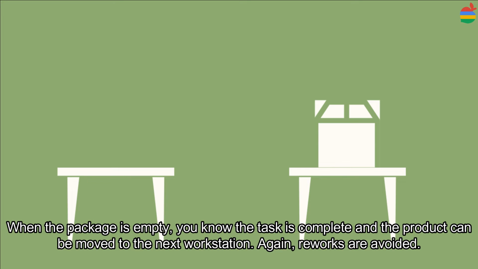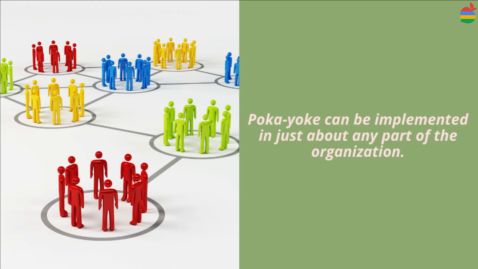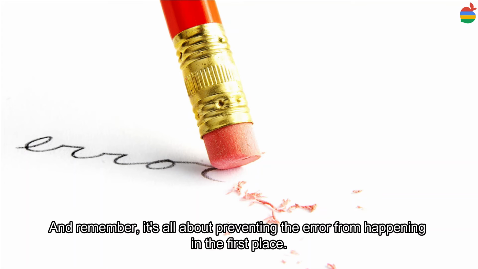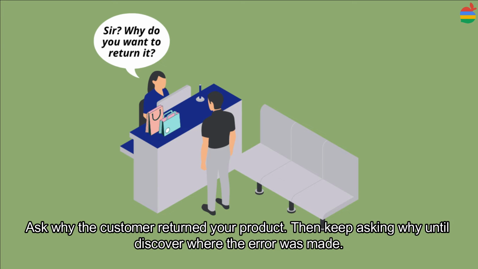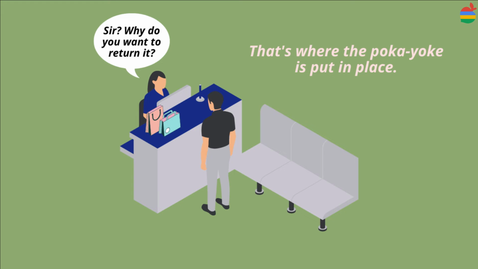Again, rework is avoided. Poka-Yoke can be implemented in just about any part of the organization. And remember, this is all about preventing the errors from happening in the first place. If you want to implement Poka-Yoke where you work, a good place to start is with a specific customer's returns. Ask why the customers return your products. Then keep asking why until you discover where the error was made. That's where the Poka-Yoke is put in place.